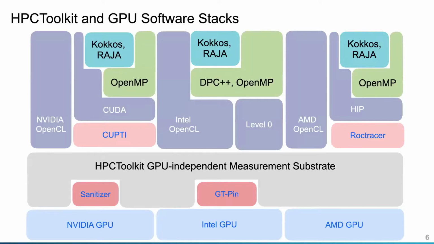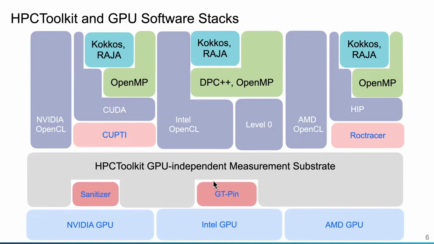So the way that HPCToolkit fits together with the various GPU software stacks, you can see at the bottom that we have NVIDIA GPUs, Intel GPUs, and AMD GPUs. We have this GPU independent measurement substrate that we provide that works across all the platforms. On Intel GPUs, we can use GTPin for adding instrumentation to GPU binaries. On NVIDIA GPUs, we use the NVIDIA Sanitizer API for some instrumentation.